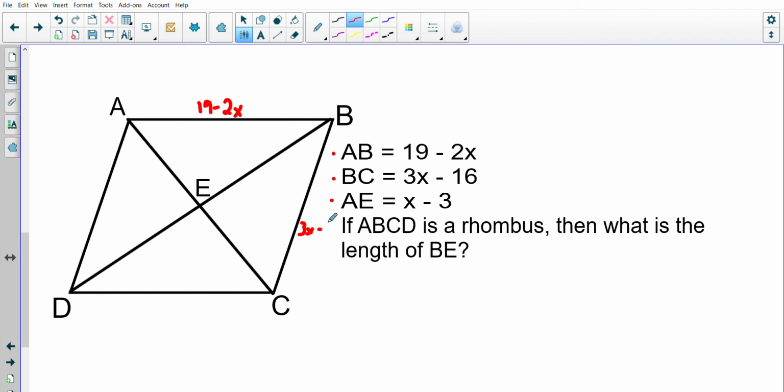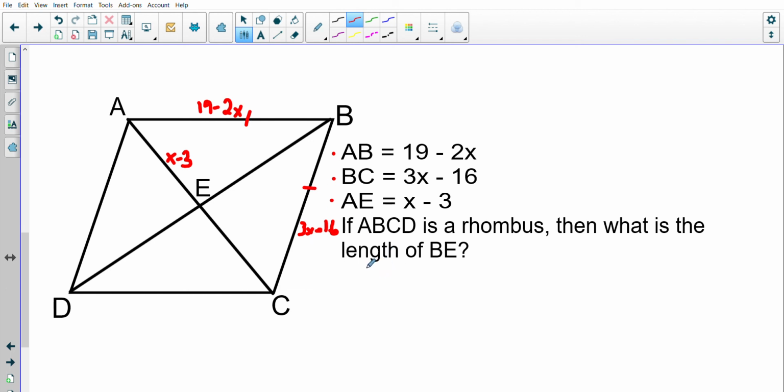3x minus 16, kind of smushing it in there, guys. Sorry about that. And then AE is x minus 3. Okay. All right. Well, if this is a rhombus, then what is the length of BE? So if it's a rhombus, we're assuming that these two side lengths have the same measure, right? That's one of the properties.